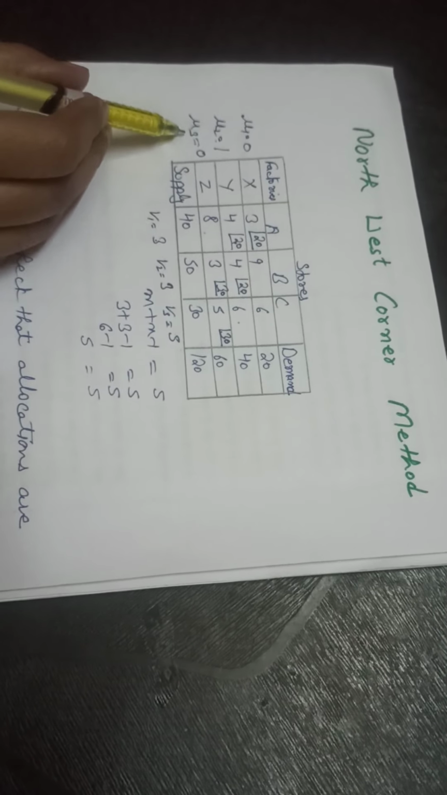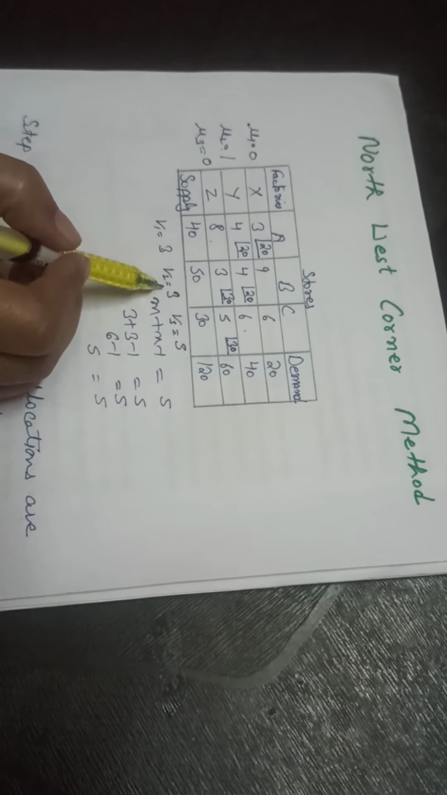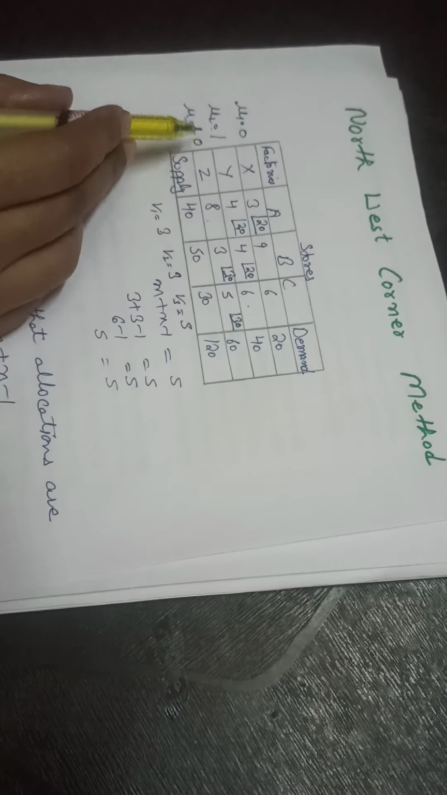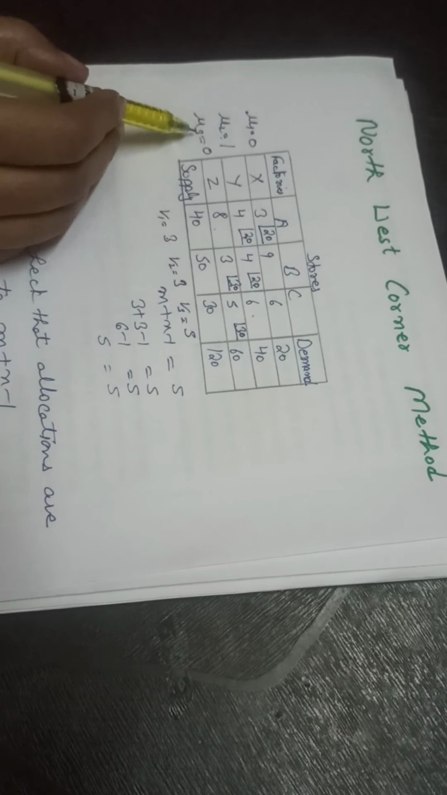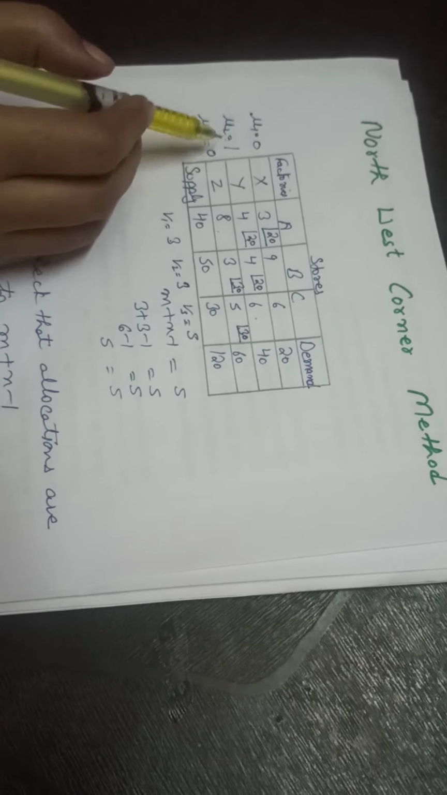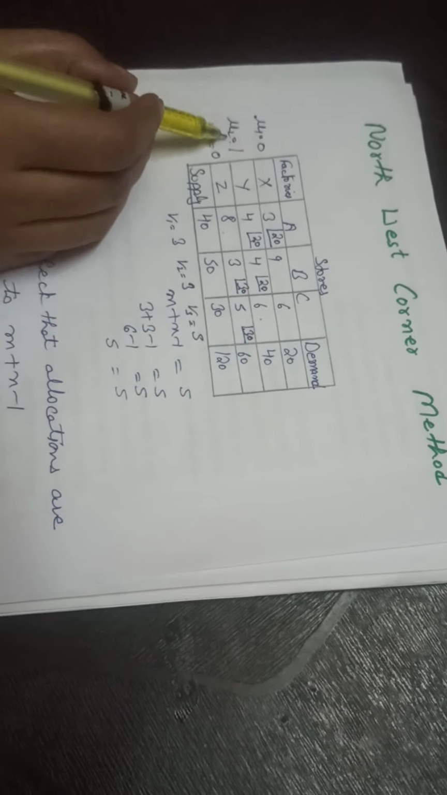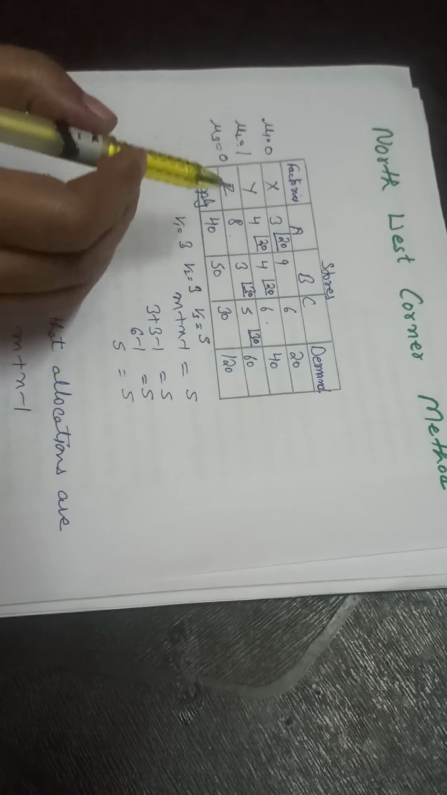Now we will calculate the u3 value by using the v2 value. v2 is equal to 3, and u3 plus v2 is equal to this cell. This cell has 3, which means u3 will be 0. Now we have all the ui values: u1 is equal to 0, u2 is equal to 1, and u3 is equal to 0.